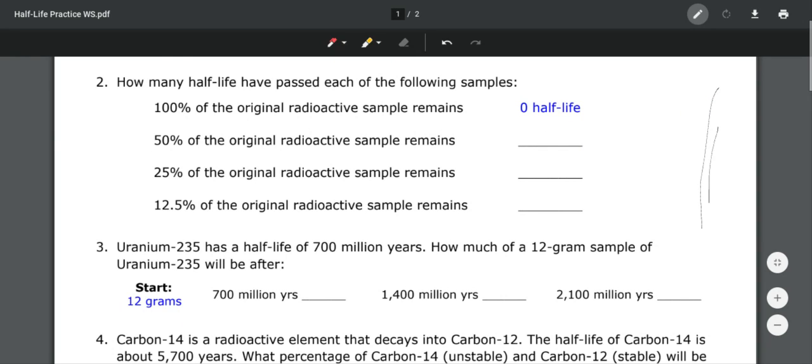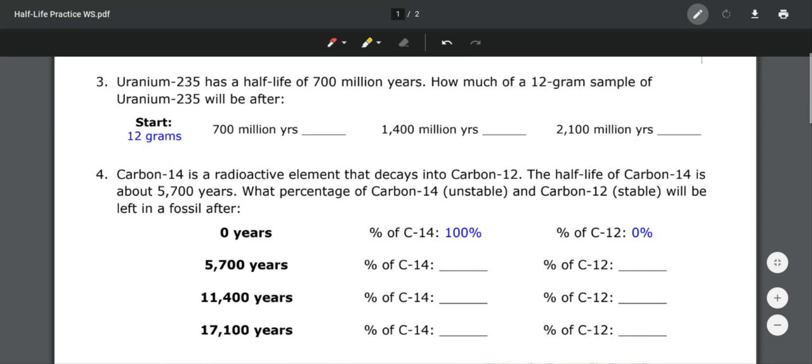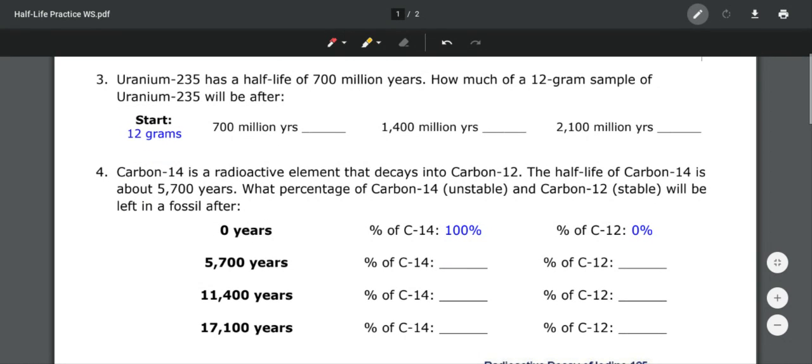So these first few questions are just going to be kind of the same idea. All right, so how many half-lives have passed after each sample? If I start with 100% after one half-life, 50%, to 3 half-lives. Kind of the same idea. All right, let's do an example. These ones can be a little tricky to some people.